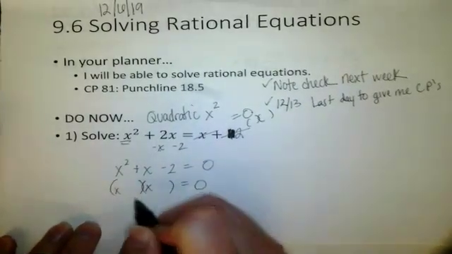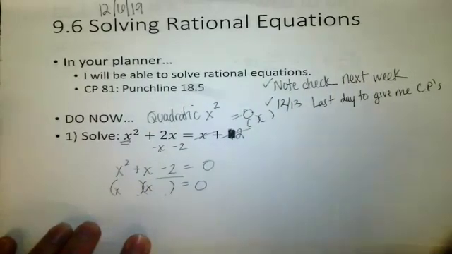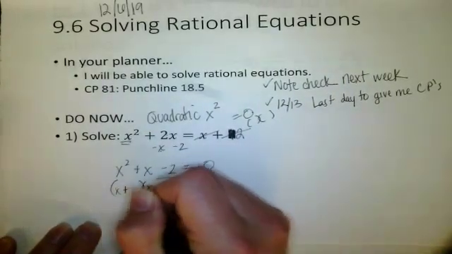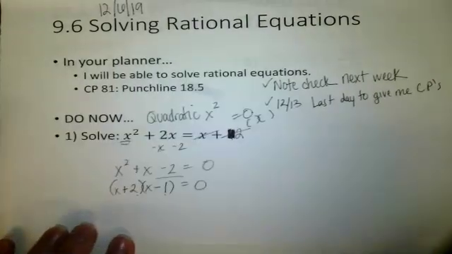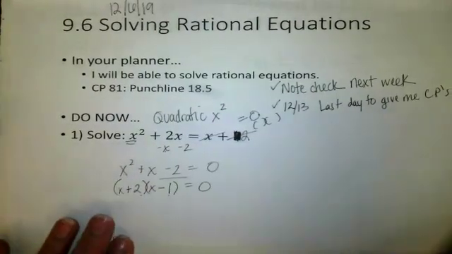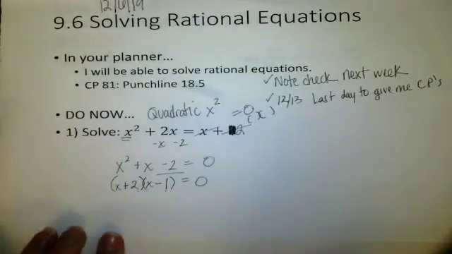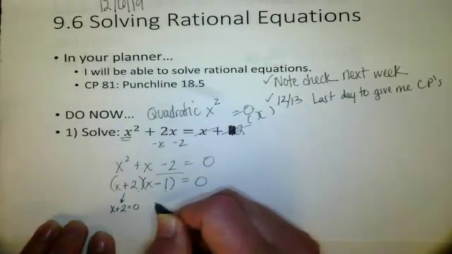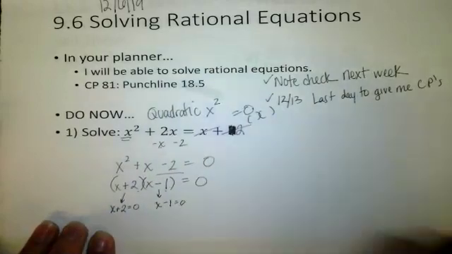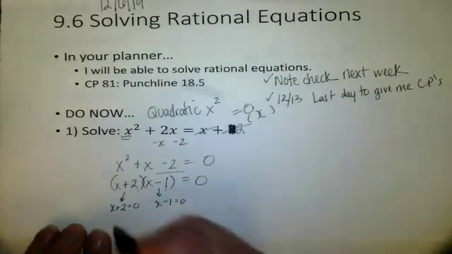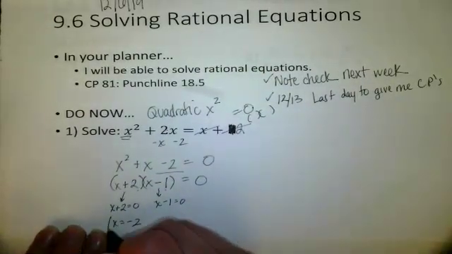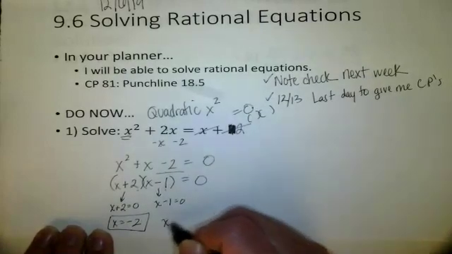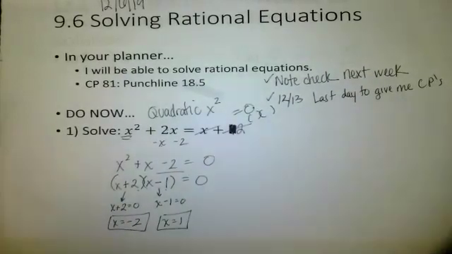X times x is x squared. What times what is negative 2? Positive 2 and negative 1. Again, check the rainbow if you need to. And then how do you solve for x? Set the bubble equal to 0. So x plus 2 gets set equal to 0. X minus 1 gets set equal to 0. And then we can isolate x. So I'm going to subtract 2. So we get x equals negative 2. And here I would add 1. So we get x equals 1.